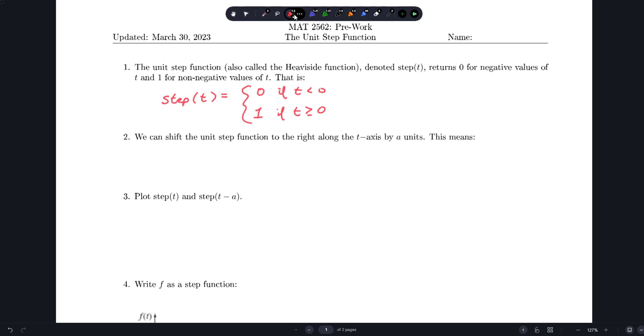So down here, I'm skipping down a little bit. Let's go ahead and graph step t. Let's draw ourselves a little axis here. Here's time, and here is our step t value. And let's see here, we need the number 1 on here. And so what does this function do? It broadcasts a 0 for all negative values of t. So that's right on the t-axis there.